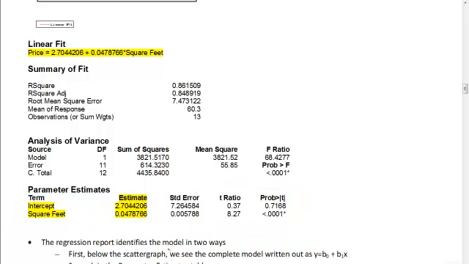So from this, you can see that the model, y, is equal to 2.7, the intercept, plus 0.0478 times square feet, or x.